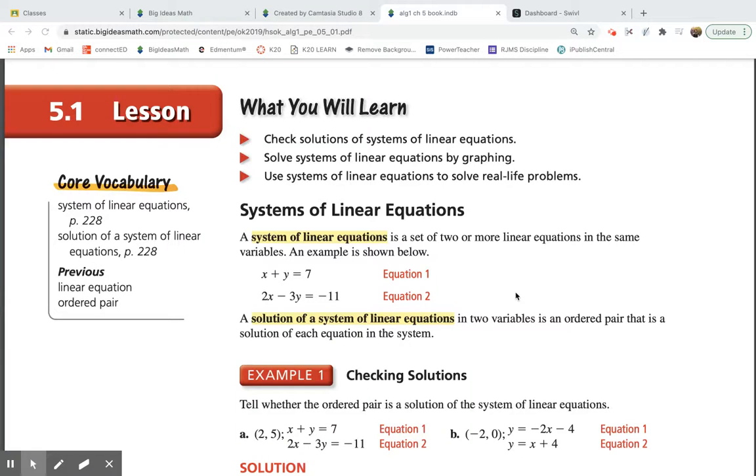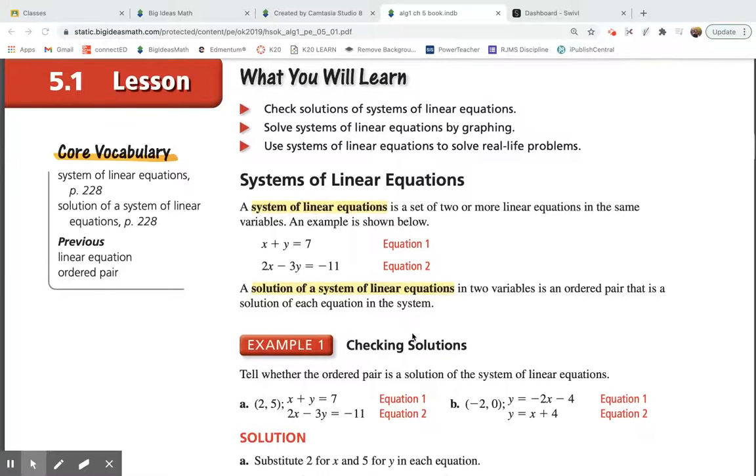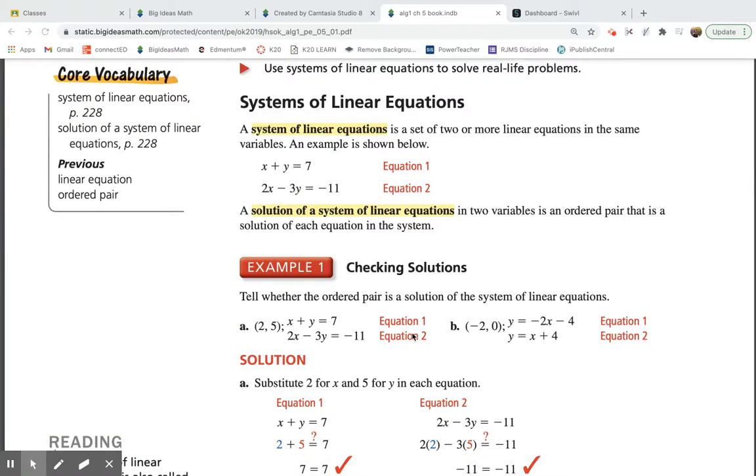Okay, so this is lesson 5.1, solving systems of linear equations by graphing. Before we get to the graphing, we first have to look at systems of linear equations. It's a set of two or more equations with the same variables. All this means is they have one ordered pair that's a solution. So we start out by just checking that.